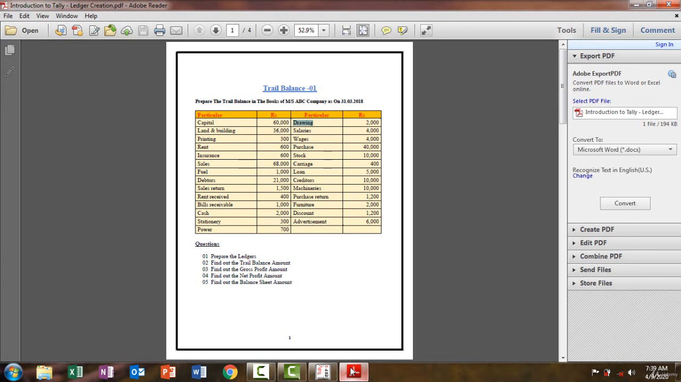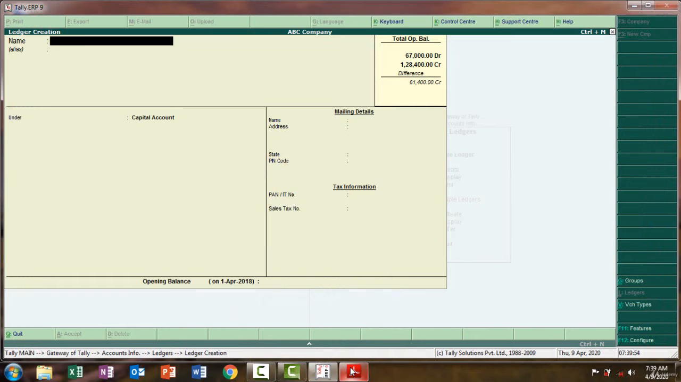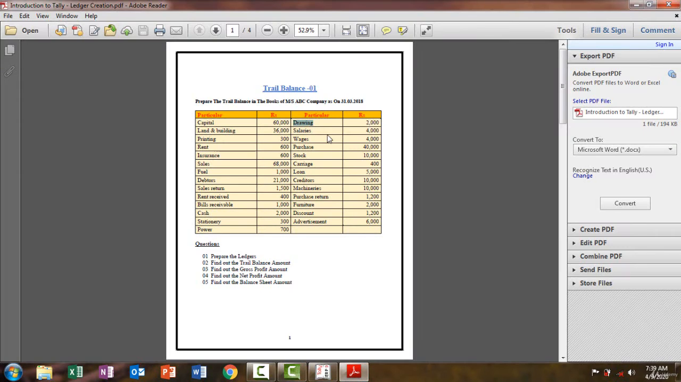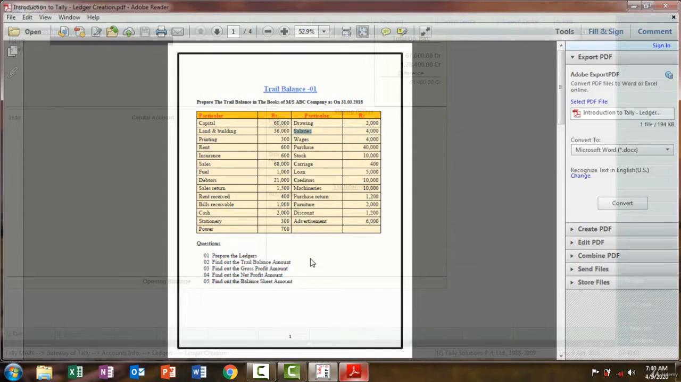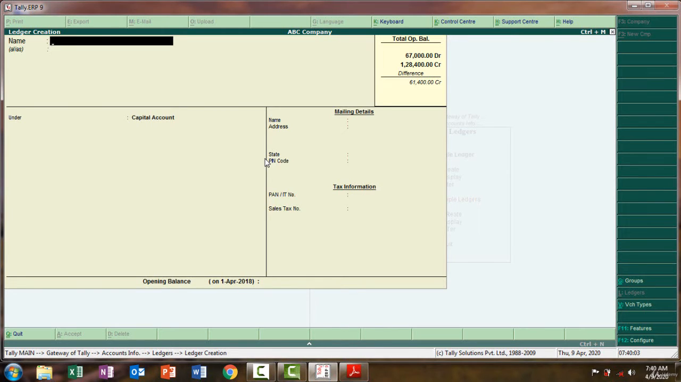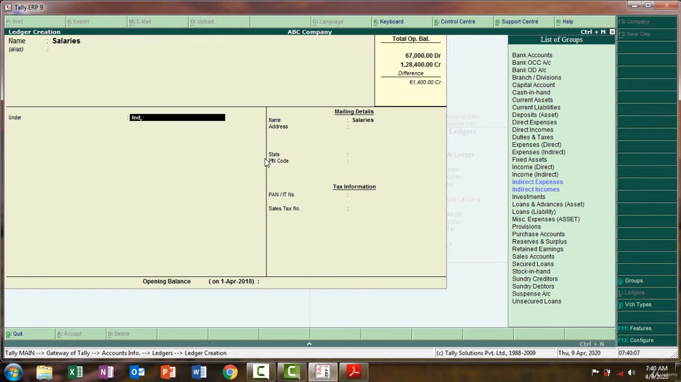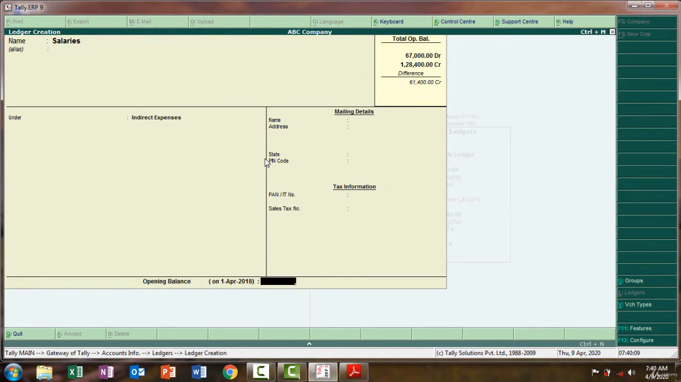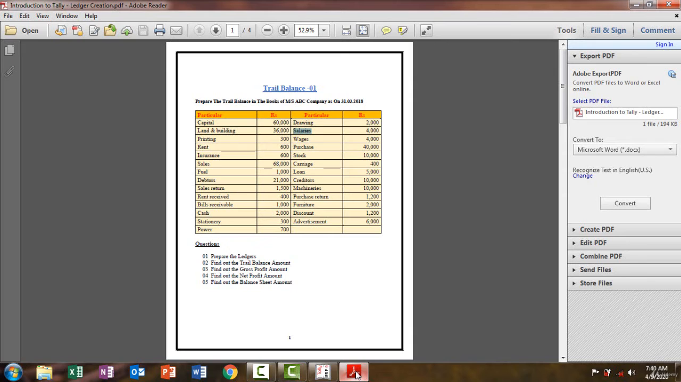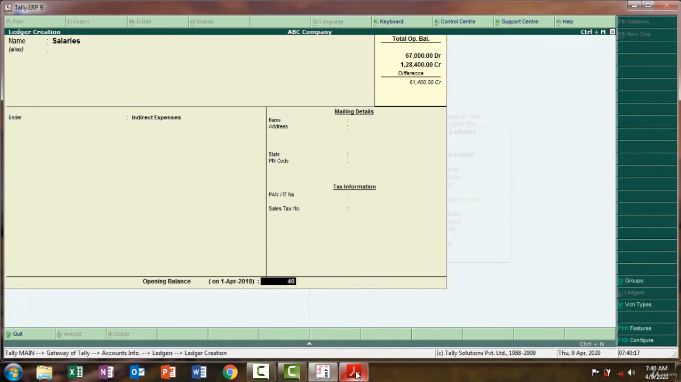Next one is salary. Salary is 4000. So salary is indirect expenses. So I'm going to type here salaries, indirect expenses. Expense accounts are always debit. So the amount is 4000. I'm going to put yes.